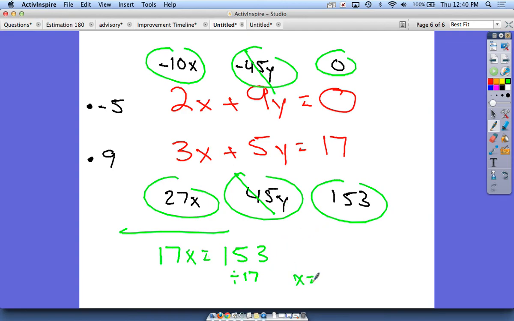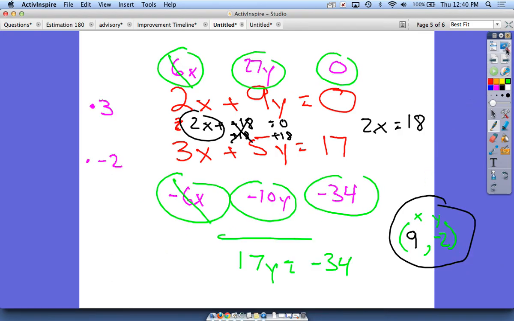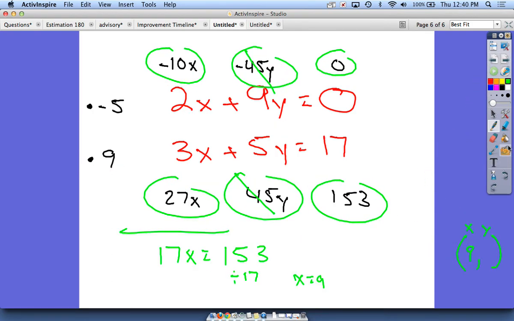So x equals 9. So in my coordinate over here, I've got x being 9. So now I have to figure out what y is. That's a good thing because we got 9 over here too, so that was good. This should be -2, but we'll figure it out. So I will do this one again. We're going to have 2 times 9 this time because x is 9, plus 9y equals 0. We'll simplify that. 2 times 9 is 18.